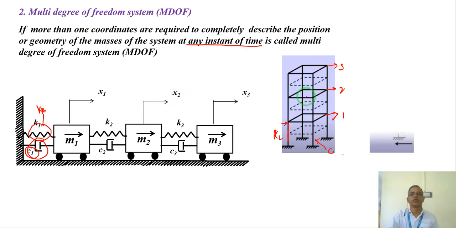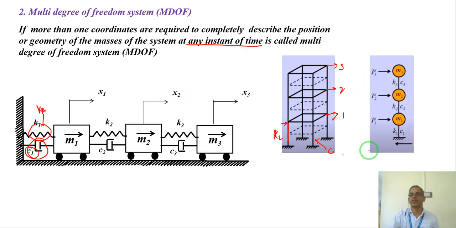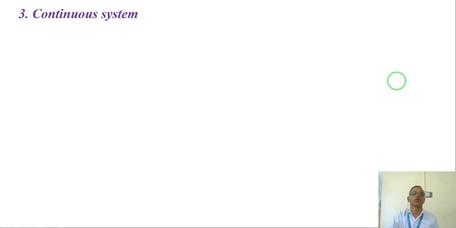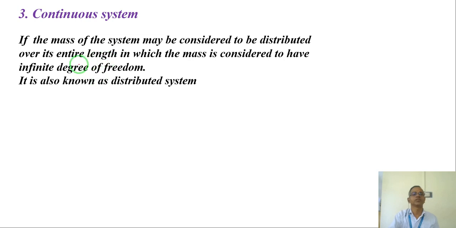Okay. Now that can be represented like this with a lateral stiffness of the first floor K1, K2, K3, and the columns have a material damping like C1, C2 and C3. So in the continuous system, the mass of the system may be considered to be distributed over the entire length, in which the mass is considered to have infinite degrees of freedom, also known as a distributed system.